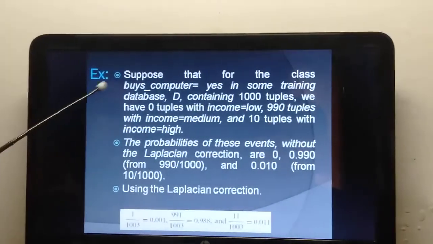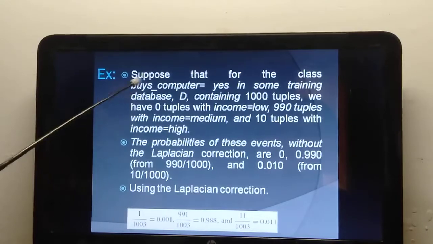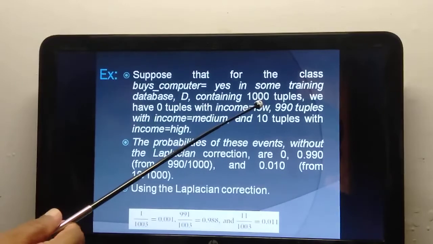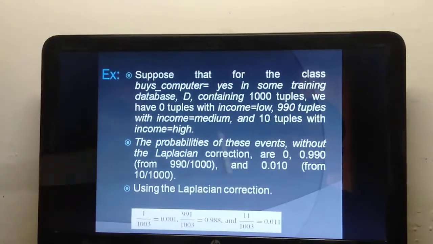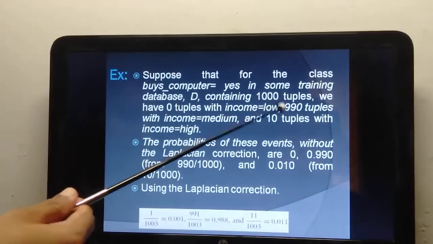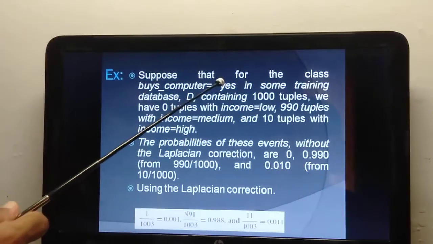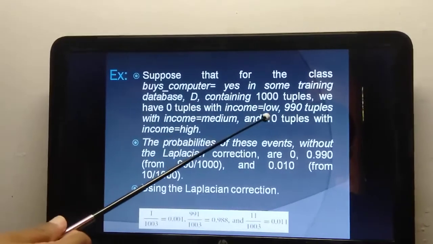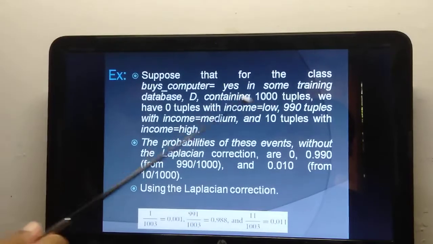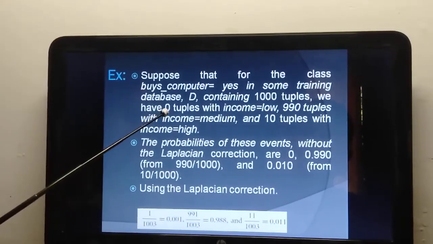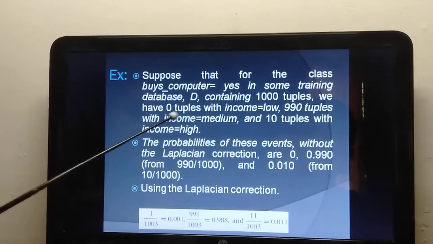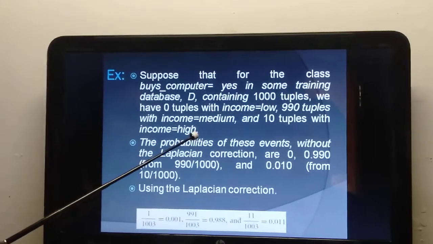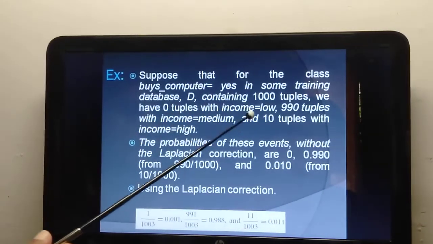Okay, example: suppose that for the class buys computer is equal to yes in some training database D containing 1000 tuples. So the whole database has got 1000 tuples, but for the class buys computer is equal to yes, we have 0 tuples with income low. So for the value of income is equal to low, there are no yeses at all. There are 990 tuples with income medium and there are 10 tuples with income high.